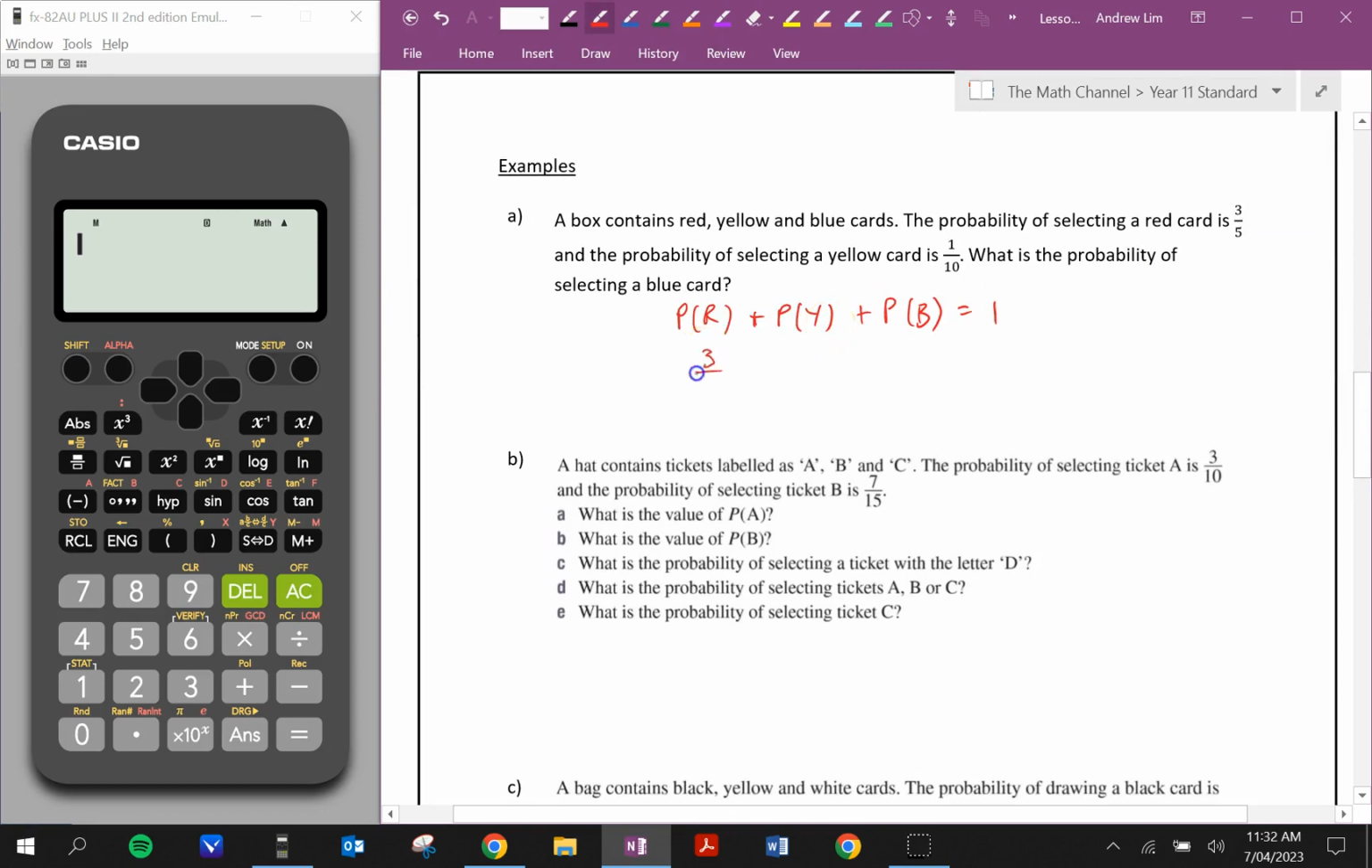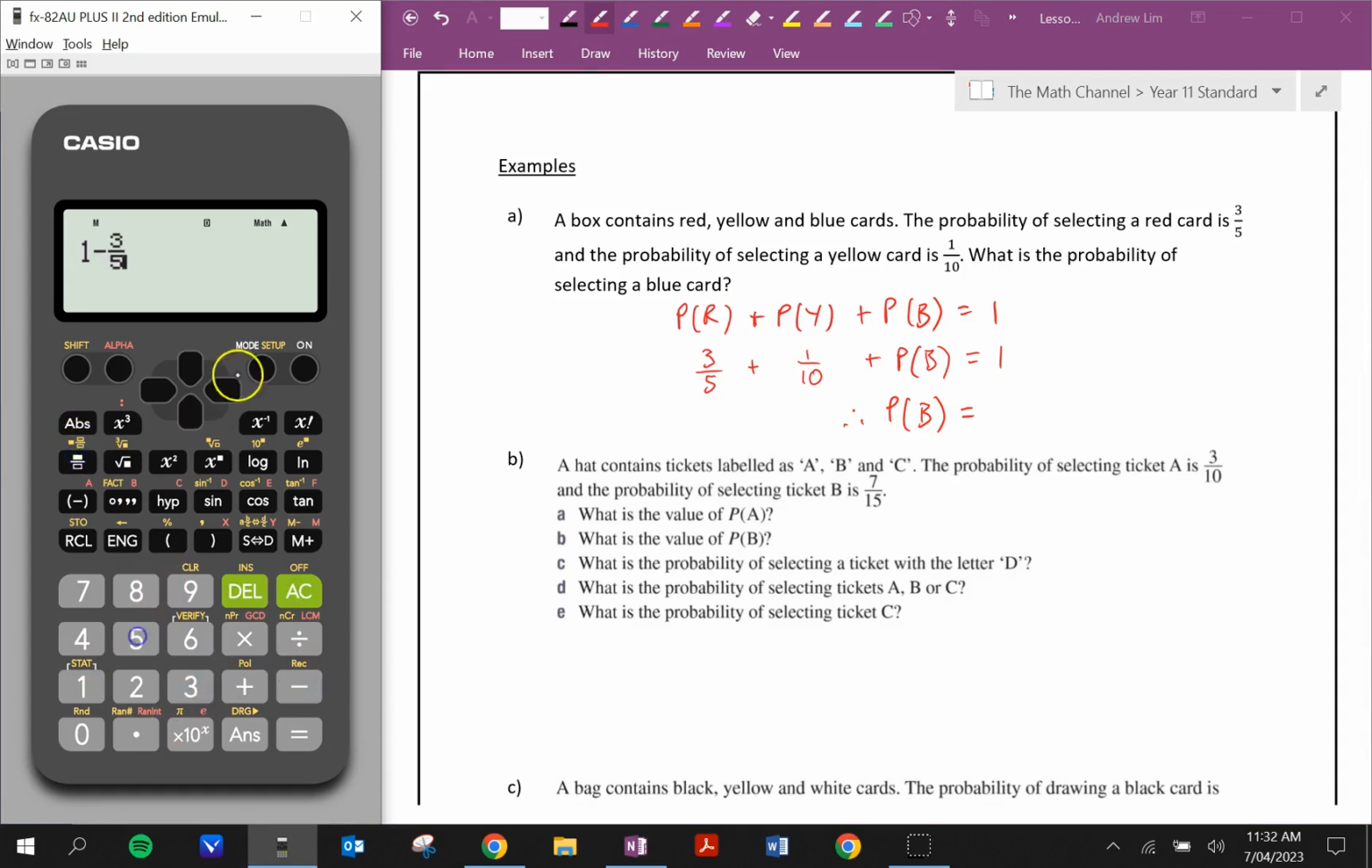we can work out the probability of blue. We've got 3/5 plus 1/10 plus the probability of blue will equal to 1. And so therefore the probability of blue is equal to 1 minus 3/5 and minus 1/10 as well. So in our calculator, we're just going to do 1 minus 3/5 and we're going to minus 1/10 as well to give us 3/10.